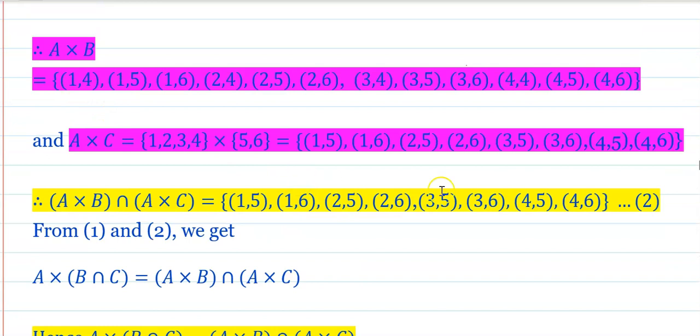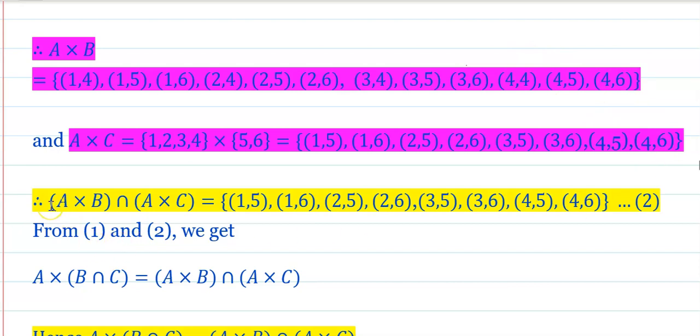Is there 1 4? 1 4 is not there. 1 5, yes, this is the 1 5. Next is a 1 6. 1 6 is here. Okay, next is a 2 5. 2 5 is here. Next is a 2 6. Here is a 2 6. 3 5, okay, and here is a 3 5. 3 6, 3 6. 4 5, 4 5. And last is a 4 6.